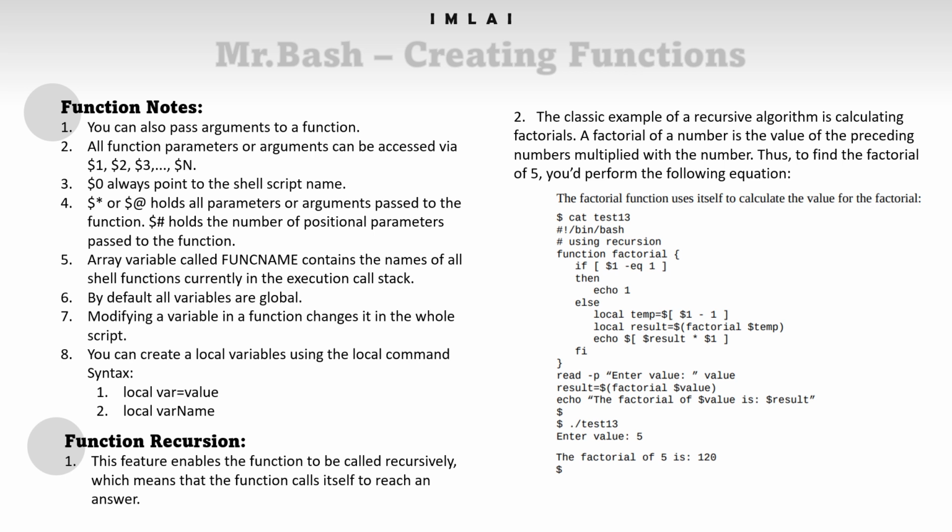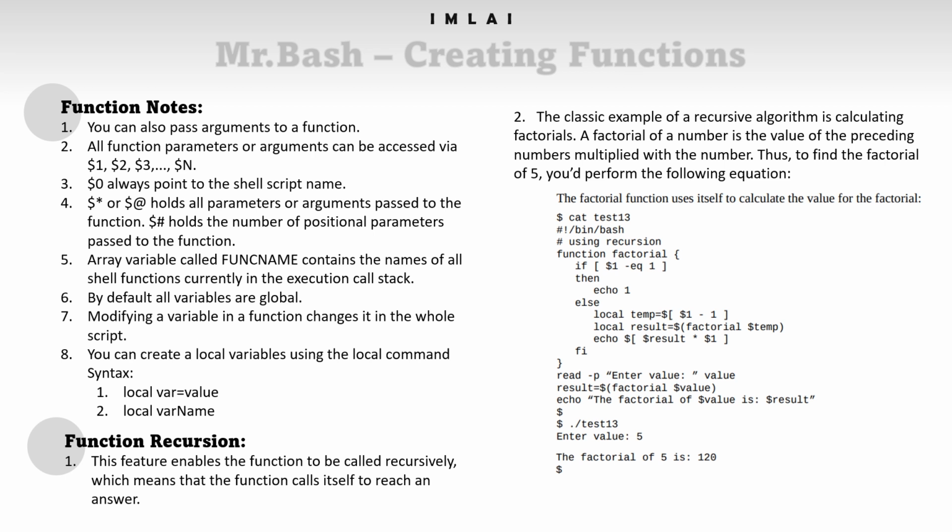The classic example of a recursive algorithm is calculating factorials. A factorial of a number is the value of the preceding numbers multiplied with the number. Thus, to find the factorial of 5, you would perform the following equation. You can see it on the screen. We are using the if-then statement and then else, and then finally you have to give an input, which number's factorial you require. Using this factorial function is easy. Having created a function like this, you may want to use it in other scripts.